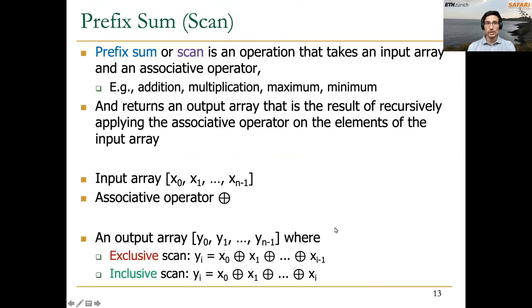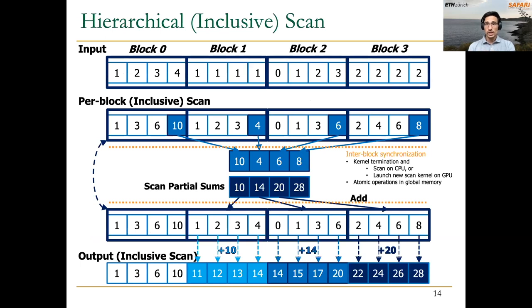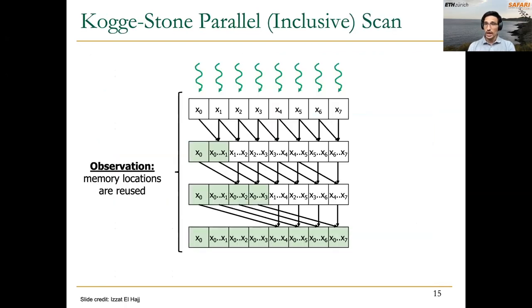After that, we covered prefix sum or scan, an operation that takes an input array and an associative operator and returns an output array that is the result of recursively applying the associative operator on the elements of the input array. Remember that we talked about the exclusive and inclusive scan, and we discussed different ways of implementing the scan operation on GPUs using a hierarchical approach. This is the scan-add version. We also discussed the reduce-scan version. And as the basic algorithm, we talked about the Kogge-Stone parallel scan algorithm.